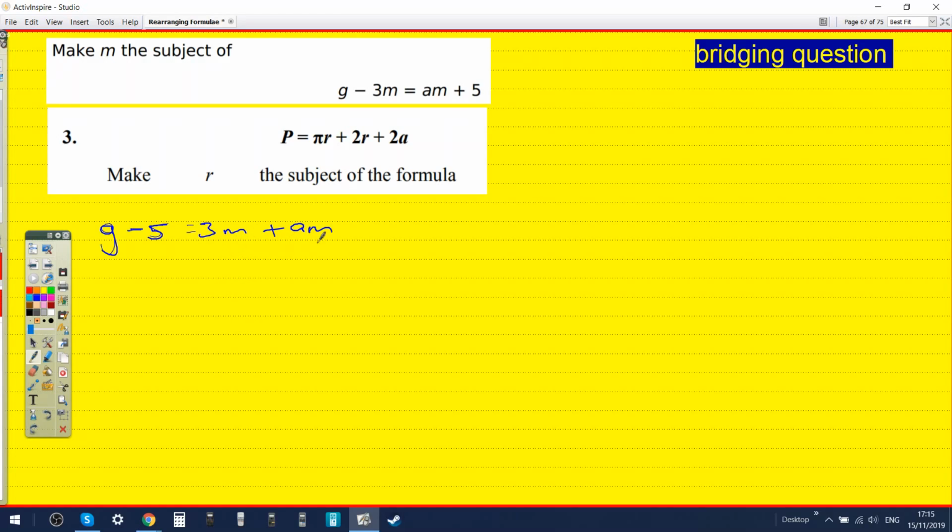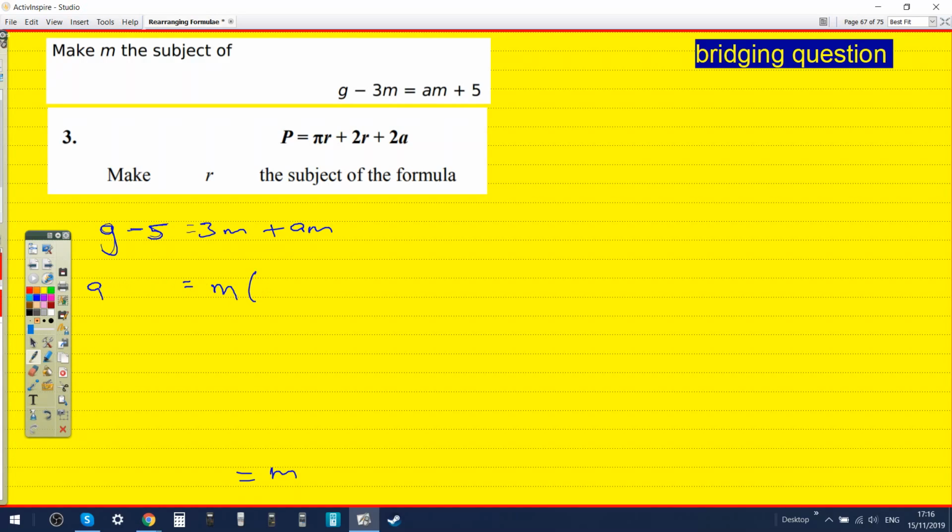The problem is we've got two different m terms, but we want just m equals. So minus am, then you'd be bringing it back to the left side. The problem is we want the m on one side by itself, and then the equal sign, then everything else on the other side. The trick is to factorize out the m.